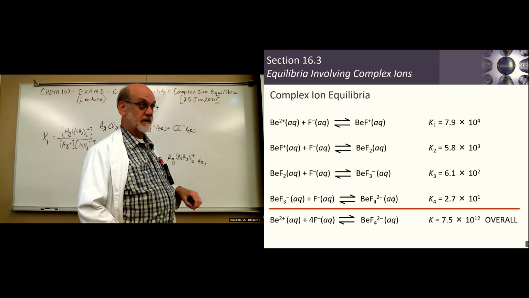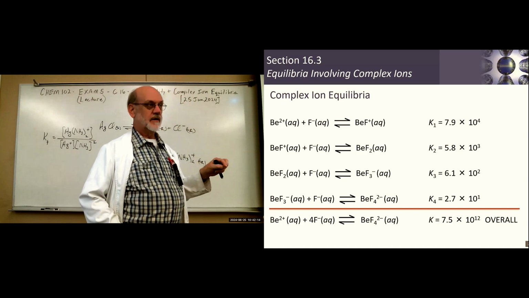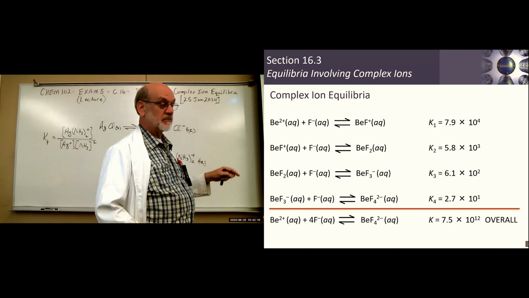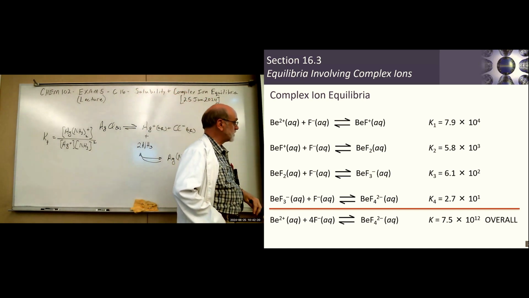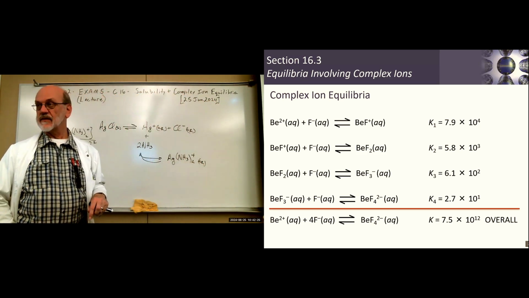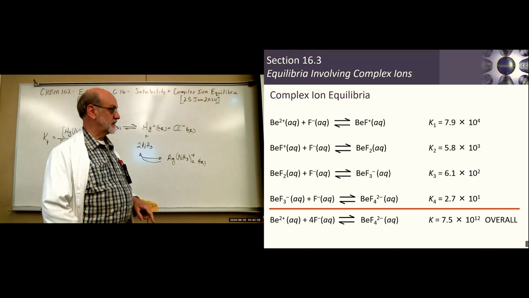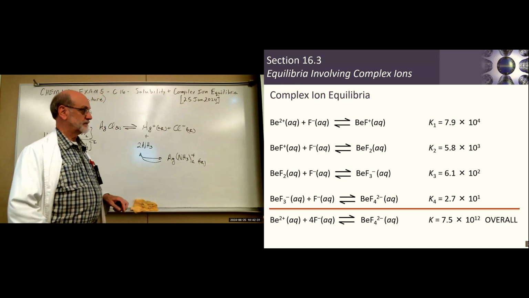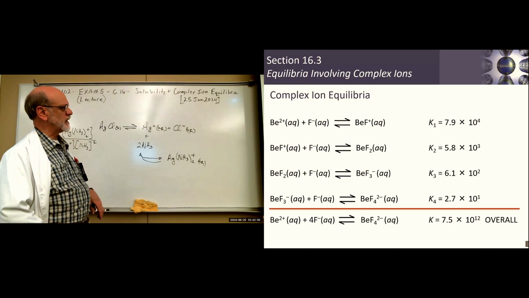Right? So how do you find the overall K? You multiply the K's, right? You multiply each one of those K's to give you this overall equation, and you get 10 to the 12th, which is the formation constant for that complex ion. Tetrafluoroberyllium. Let's see, beryllium is 2+.